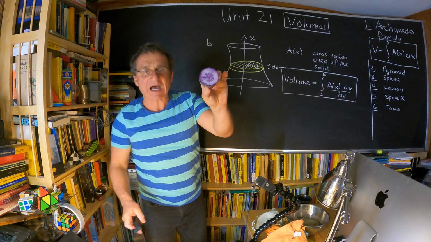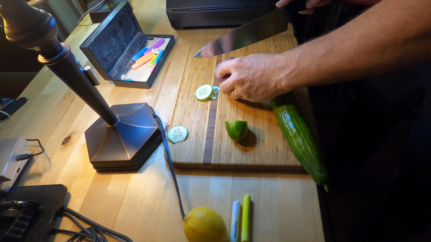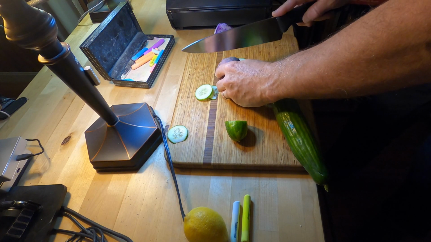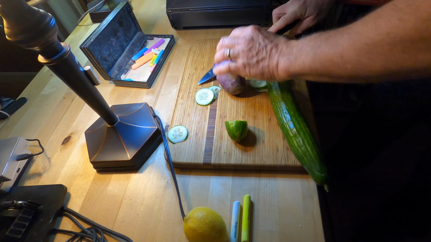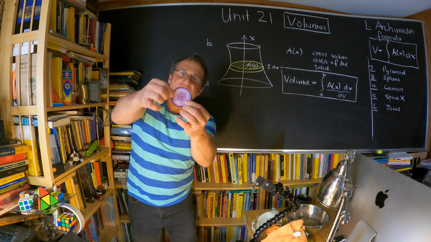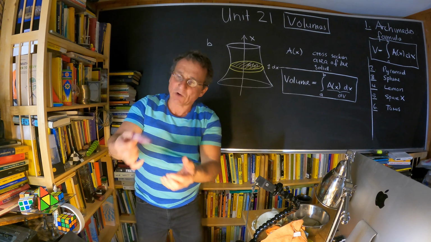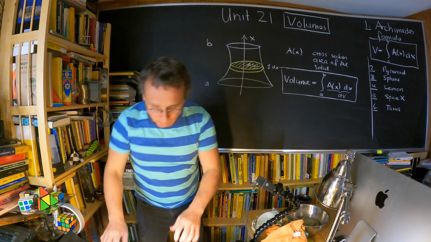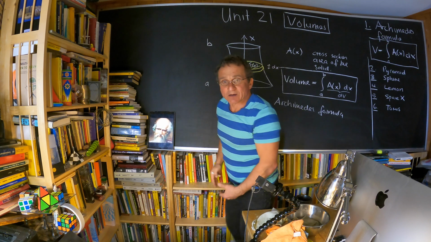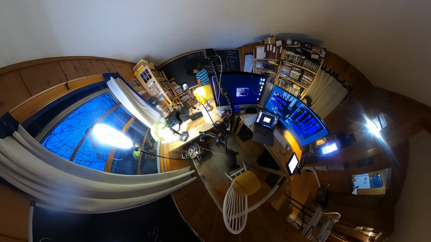Here a beautiful radish, very nice. I'm just cutting it a little bit and it's fresh. So that's a slice of radish, and also delicious. Thank you, Archimedes, for his beautiful formula.